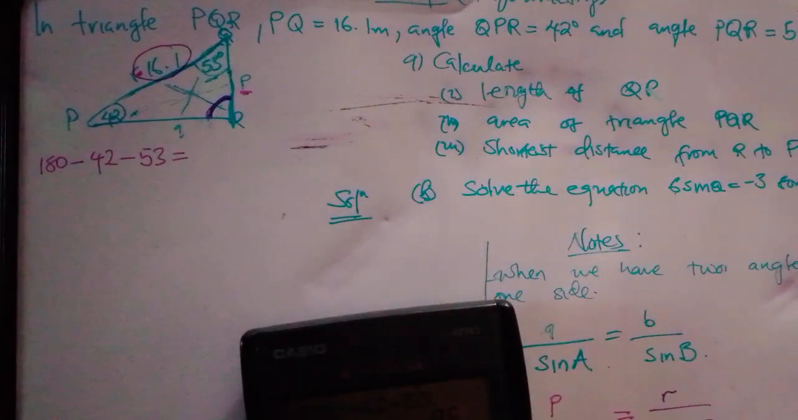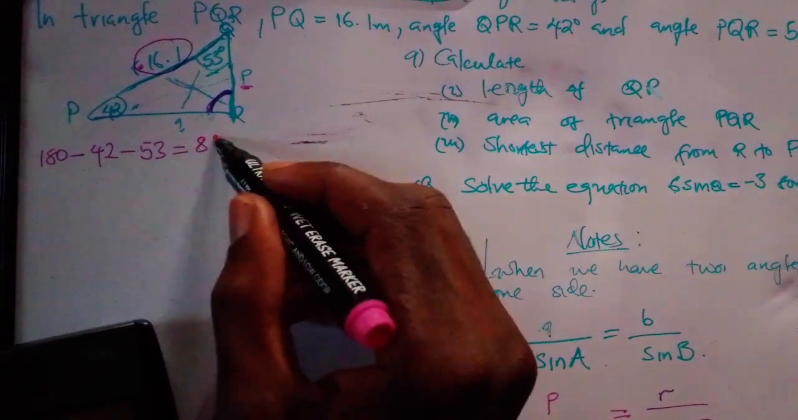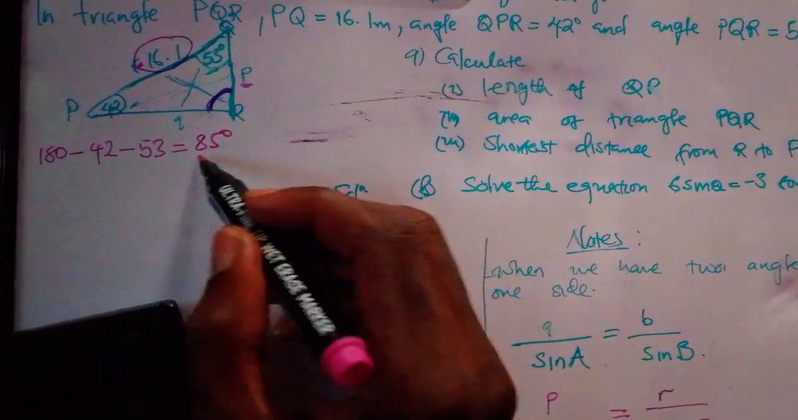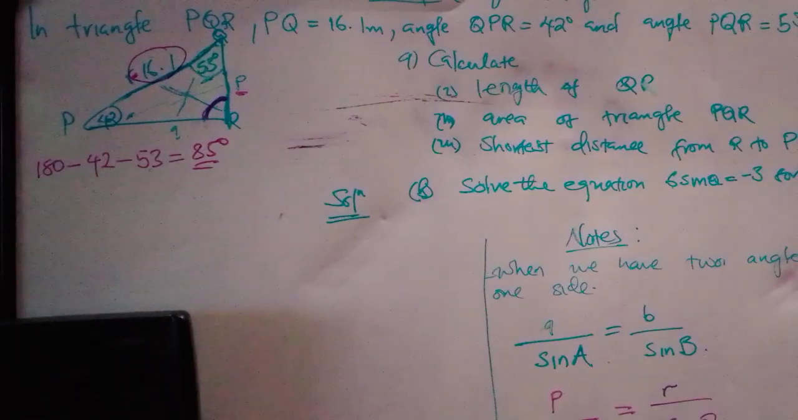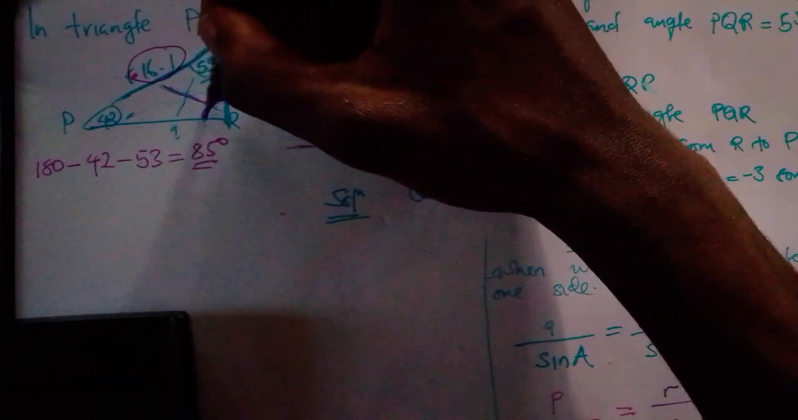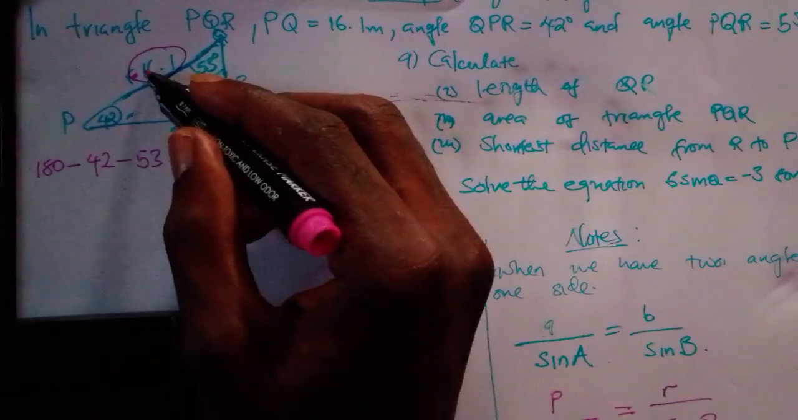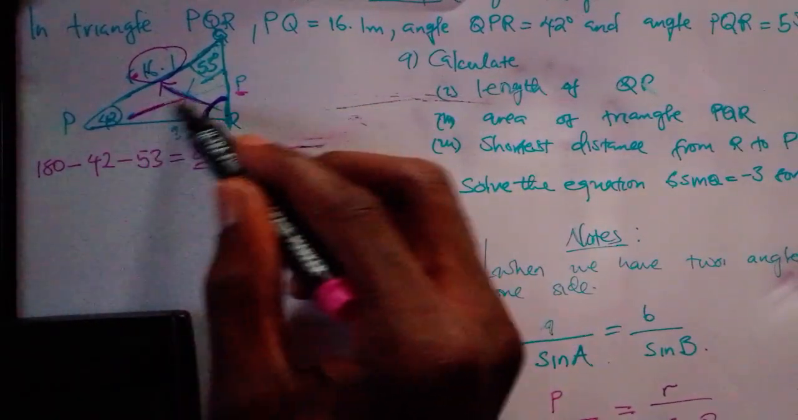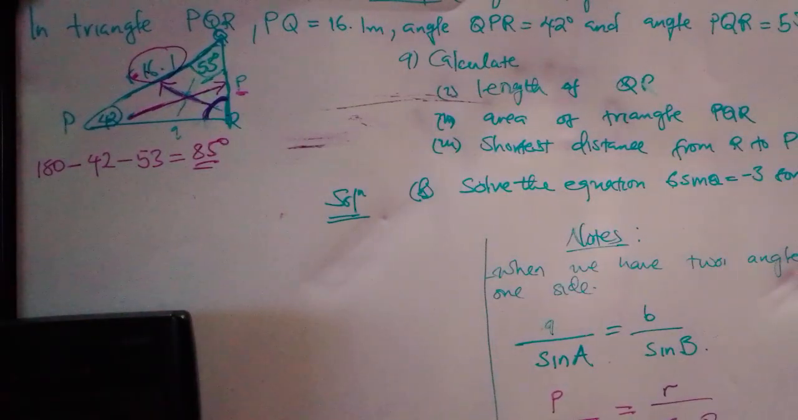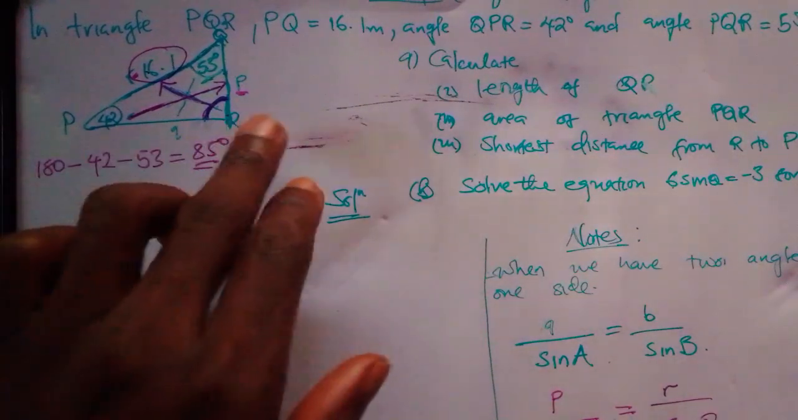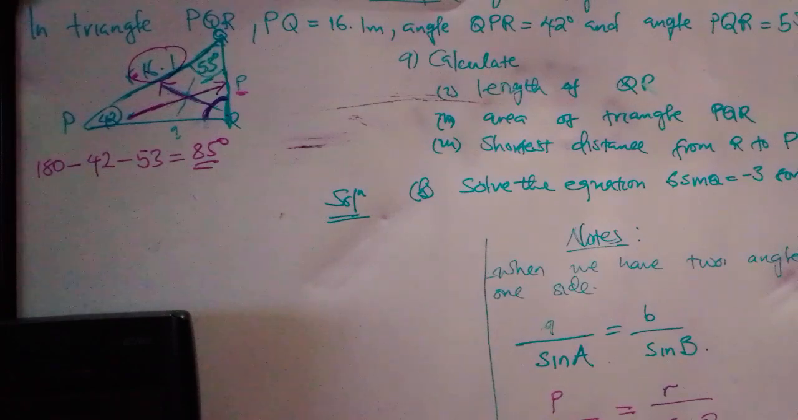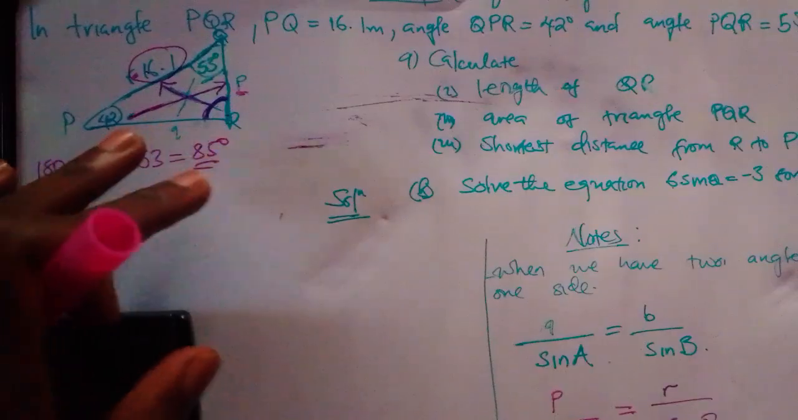So we get our angle to be 85 degrees. So meaning the angle we are going to use to solve this question is 85 degrees. Again, I repeat, the angles have to be opposite to the side. So this angle goes with this side, and this angle goes with this side. So if 42 goes with P, and in the question we are calculating P, the angle we use is 42 for P, and R is 85.